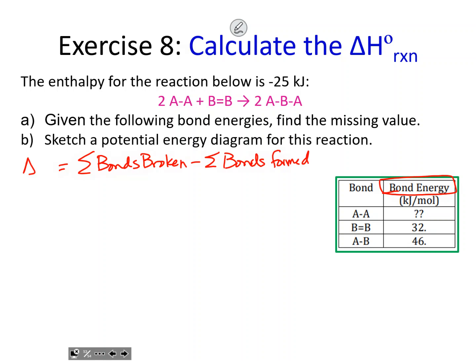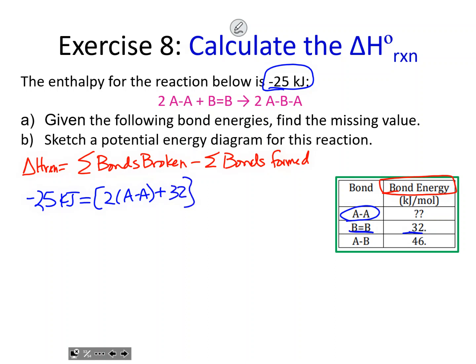And this is equal to delta H reaction. All right, so in this case though, they gave us the delta H reaction up here. So we know that value is negative 25 kilojoules. And we're missing A to A, single bond A. So 2 of those. I just leave it as A dash A as my variable, makes it easier for me. And B to B, there's only one of them, so that's 32.